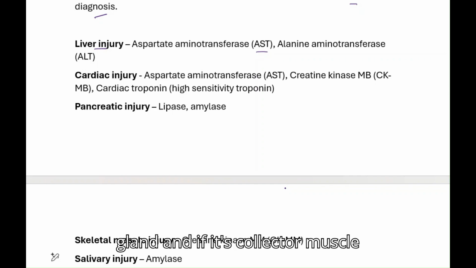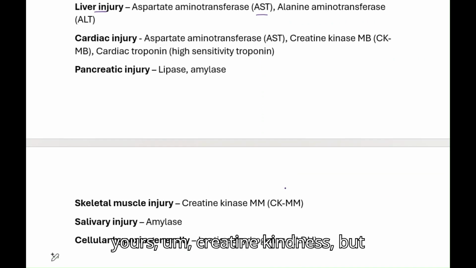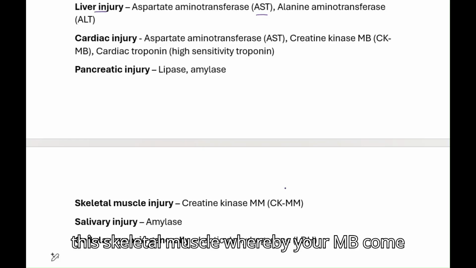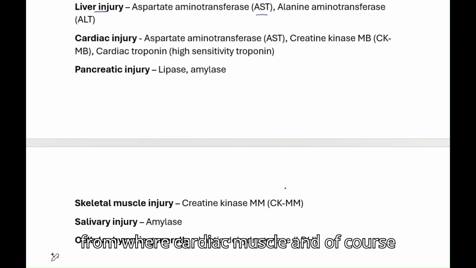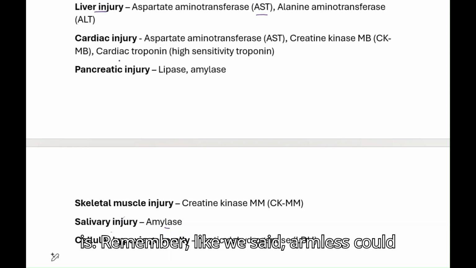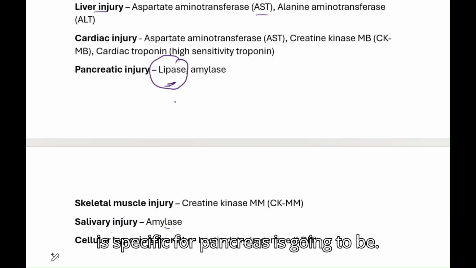From the salivary gland. And if it's skeletal muscle injury, you're going to be checking your creatine kinase. But remember, this also can be MM. So MM comes from the skeletal muscle, whereby your MB comes from where? Cardiac muscle. And of course, if saliva, you can also check what? Amylase. Remember, like we said, amylase will come from the pancreas. So the one that's specific for pancreas is going to be lipase.